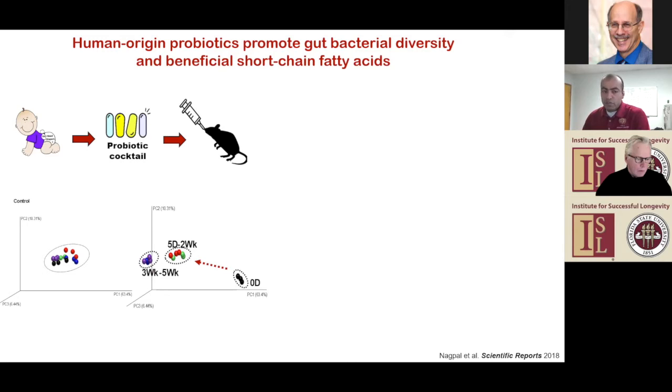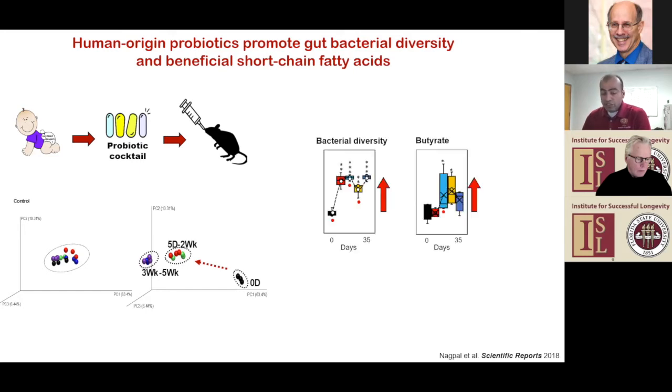But when we put these probiotics in the mouse gut, we found a significant shift in the mouse gut within 5 days to 2 weeks. We found that compared to 0 day, there was a change occurring in the microbiome composition within 5 days to 2 weeks and up to 3 to 5 weeks. In addition, we found that this probiotic feeding actually increased the bacterial diversity in the gut of these mice. In addition, we found increased levels of butyrate in the gut of these mice.